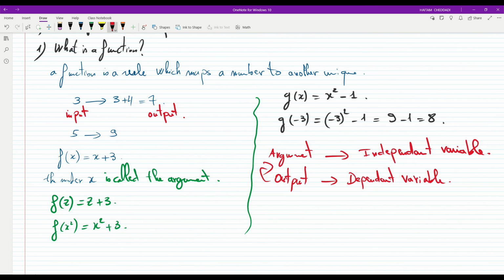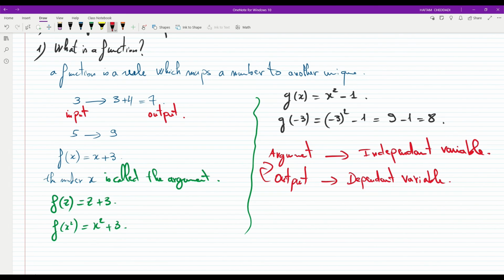The key point: a function is a rule that maps a number to another unique number. The input of the function is called the independent variable and is also called the argument of a function. The output of the function is called the dependent variable.